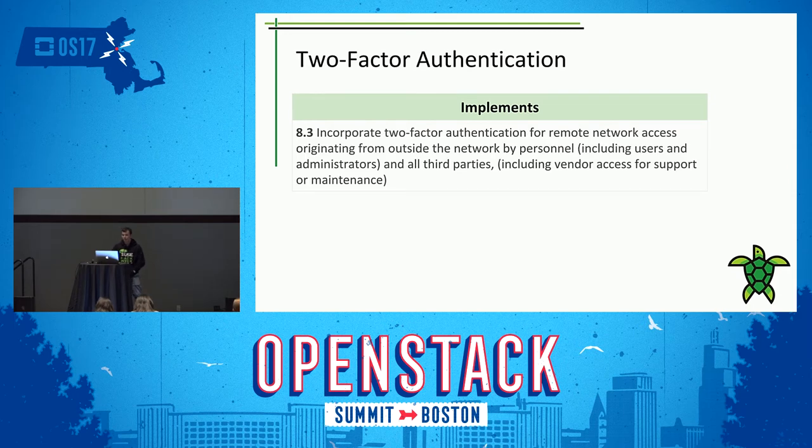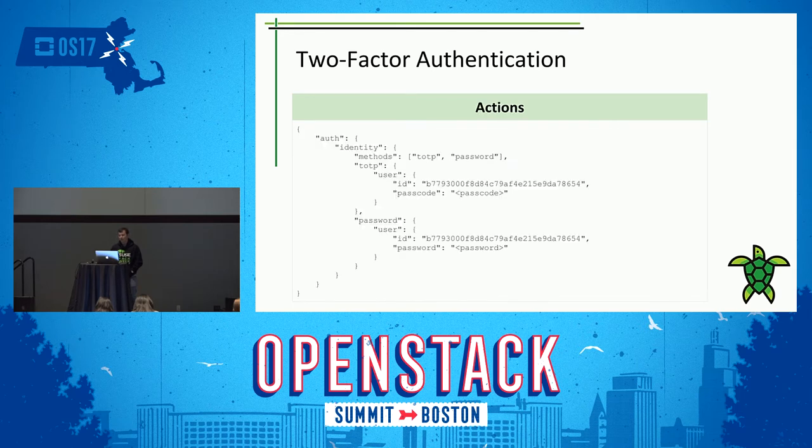PCI DSS also talks about two-factor authentication, and Keystone currently supports it for TOTP, time-based one-time password, plus the regular password authentication. And in order to do that, a user should provide an authentication body like this one. So if I can highlight here, the fourth line says the methods. So the user specifies both methods, TOTP and password, and should contain the necessary information to authenticate against those methods inside the authentication body as well. So you can see under identity, TOTP information, and the password information as well. And in order to get a valid token, both authentication methods should be successful.